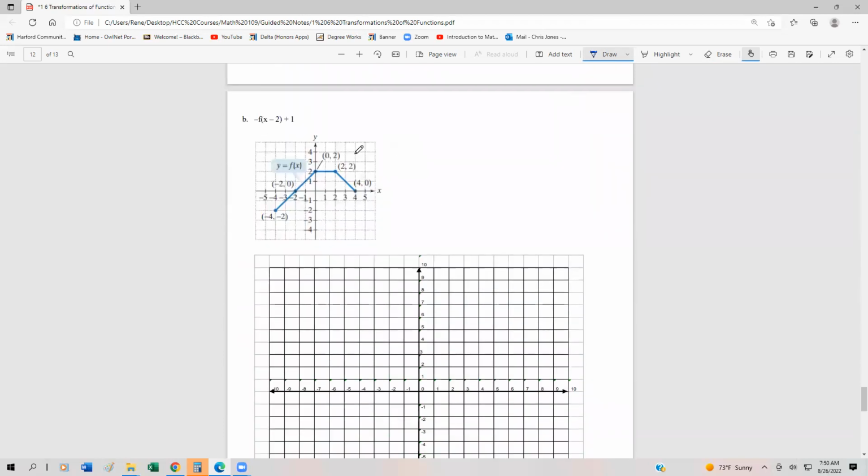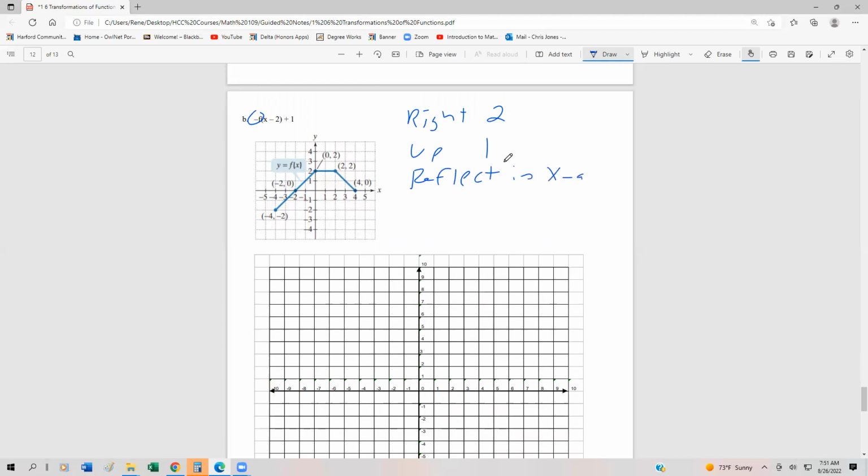Another example, the exact same graph, but this time we have a little bit different transformation. So we have the negative on the outside, and we have a -2 and a +1. So the -2 means we're going to transform this to the right 2 units. The +1 means we're going to move it up 1 unit. Negative on the outside means we are going to reflect in the x-axis.